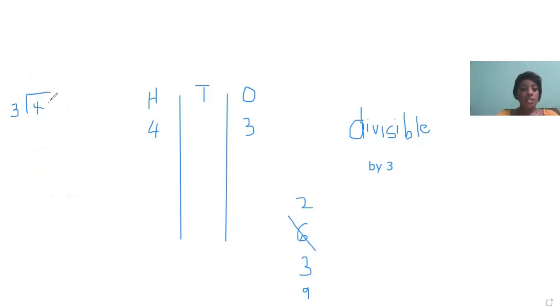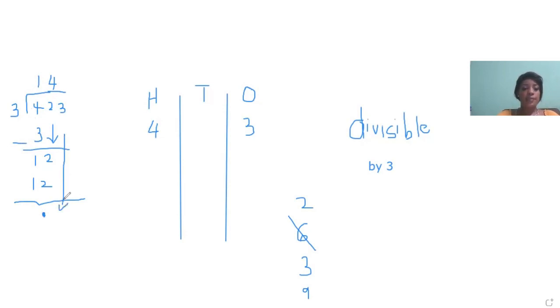Now I'm going to try 4, 2, 3. Extend my line. 3 into 4, 1. 1 three is 3. Subtract. Bring down. 3 into 12, 4. 4 threes are 12. There is nothing left, and I'll bring down my 3.